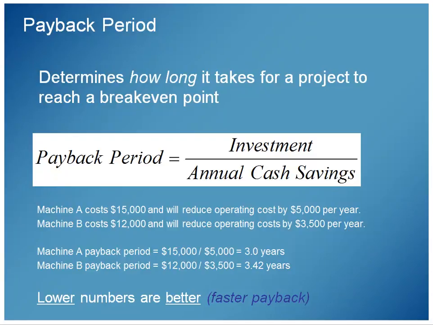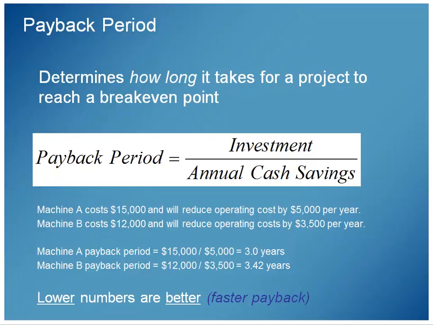Now, payback period can be calculated very simply if you have fixed costs and fixed savings. It's just the one-time upfront investment divided by how much money you save annually each year. So in this slide, I show two examples. Machine A costs $15,000 and reduces operating costs by $5,000 a year. That's the annual savings, $5,000 a year. Machine B costs $12,000, so it's a smaller one-time upfront investment. But the annual cash savings is also smaller. It's only $3,500 a year, every year ongoing.